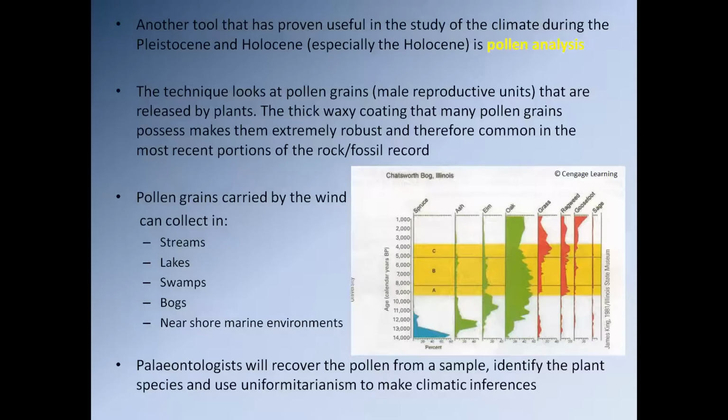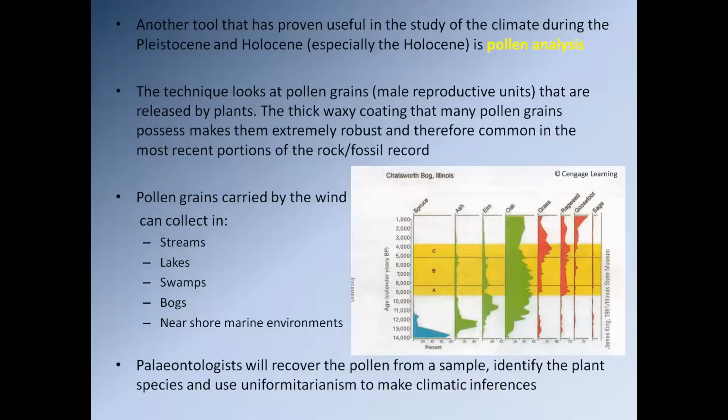Another tool that's proven useful in the study of climate during the Pleistocene and Holocene, especially the Holocene, is pollen analysis. We can look at the pollen grains left by plants, and we can use them to infer temperature. If you remember, pollen is the male reproductive cell released by angiosperms. And we can actually collect those pollen grains from the sediments and analyze them.